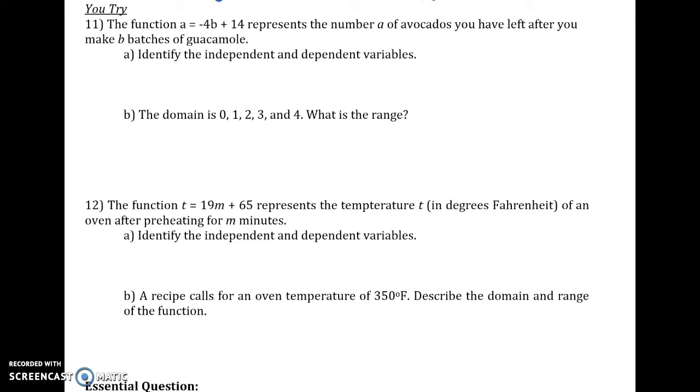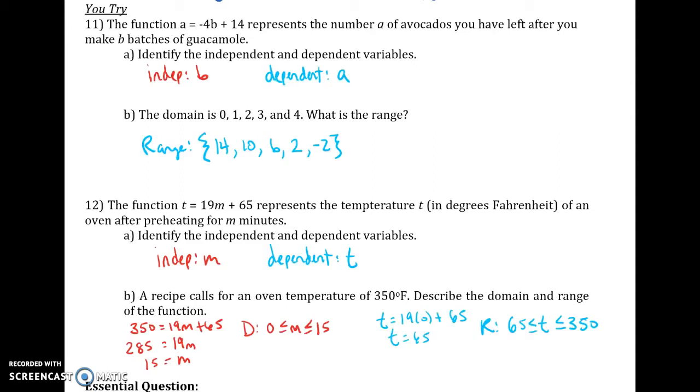So try these out. Okay, so hopefully 11 was pretty straightforward, right? Independent is the number of batches of guacamole we make, because we can pick that, and then A would be the number of avocados we have left. All right, and then I want you to look carefully at the range. So we got 14, 10, 6, 2, and then -2, and that's by plugging it all in. But use a little logic. Can you ever have negative avocados? You can't. So our range is actually just 4 numbers. So I'm going to make sure we pointed that out.